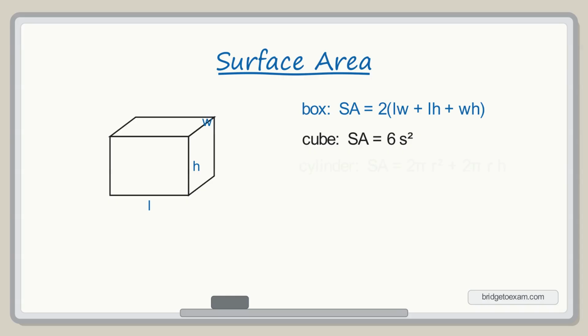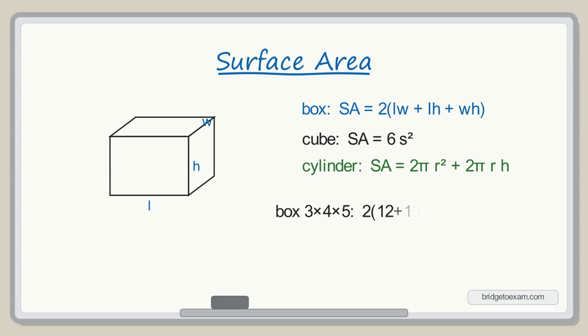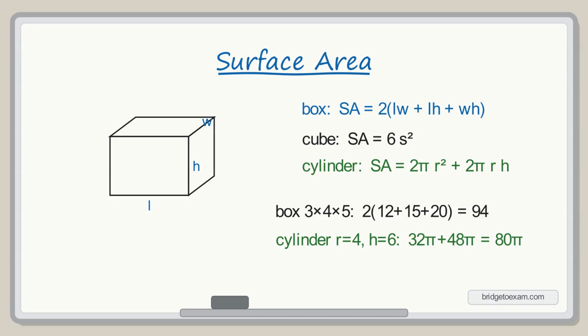A cylinder is 2 circles plus the wraparound, 2 pi r squared plus 2 pi r h. For a 3 by 4 by 5 box, that's 2 times the sum 12, 15, 20, which is 94. For a cylinder with radius 4 and height 6, it's 32 pi plus 48 pi, which is 80 pi.